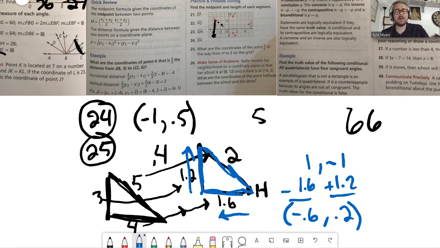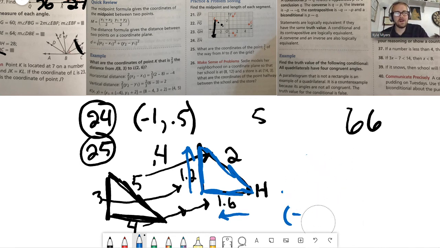Negative 0.6 comma 0.2 is where the location is that's 2/5 of the way from H to E on the grid. Right? And this is why this is one of the last questions in lesson 1-3, because it's a little bit harder to figure out. But there's your answer. Let's go ahead and do the last one.